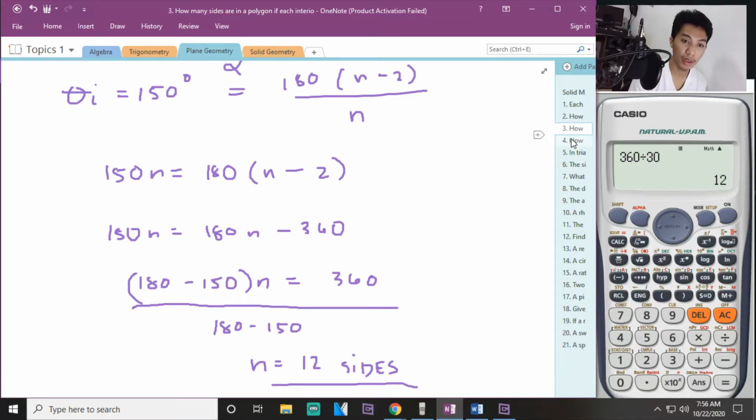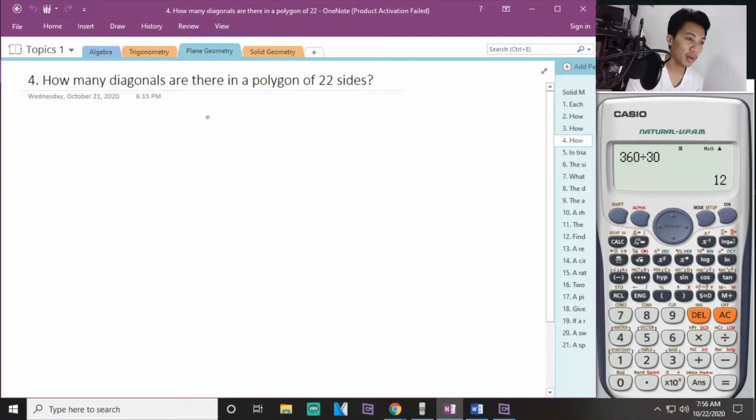What about number 4? How many diagonals are there in a polygon of 22 sides? Sir, meron pa po bang ibang formula pagdating dito? Let us see. Meron pa ba?